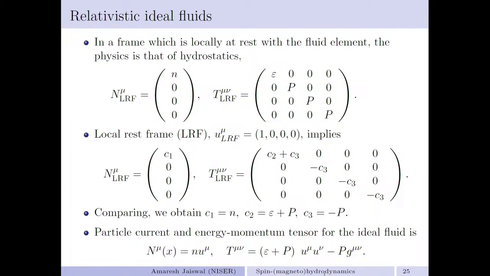To determine the coefficients C1, C2, C3, we go to the rest frame, where the particle four-current is only density, and the energy momentum tensor takes this form, which is Pascal's law: the pressure of the fluid is equal and opposite at each point. The zeroth component is energy density. When we compare that with the most general structure we wrote down, we can determine C1, C2, C3. So just the form of the equilibrium distribution function is enough to write down this tensor structure, and we must keep in mind that epsilon, p and n are related by one relation, which is the equation of state.